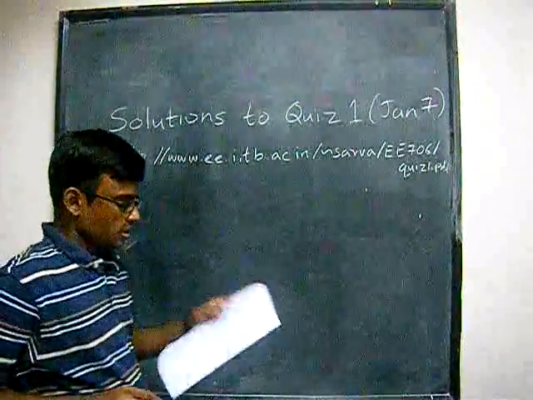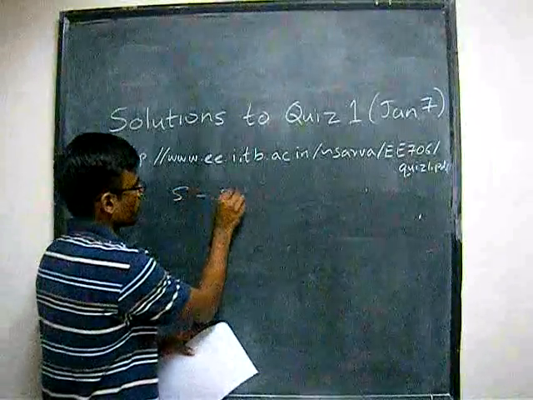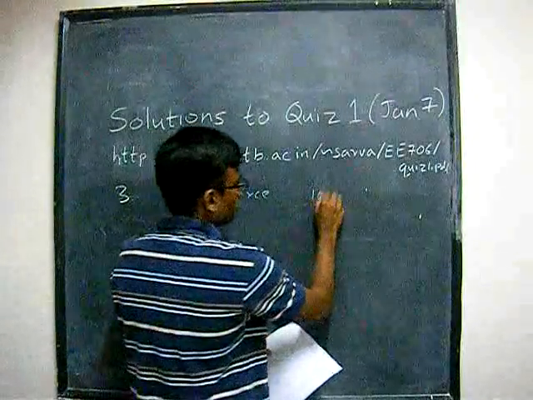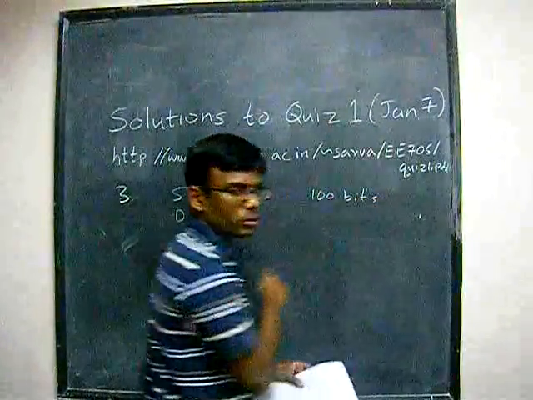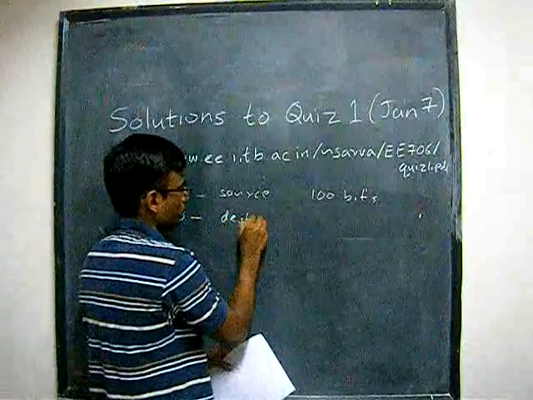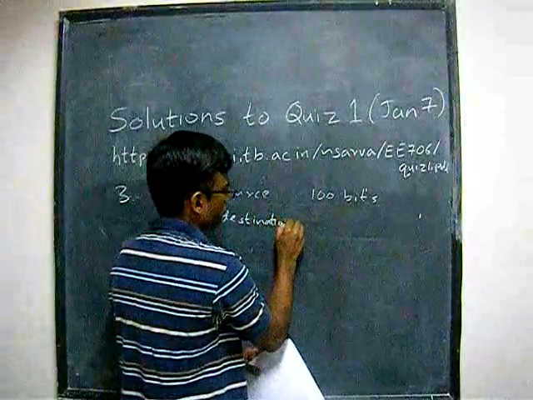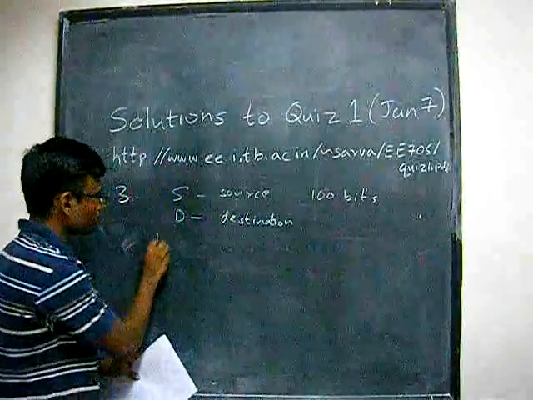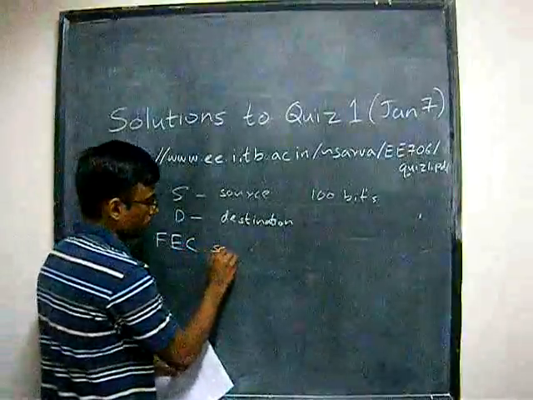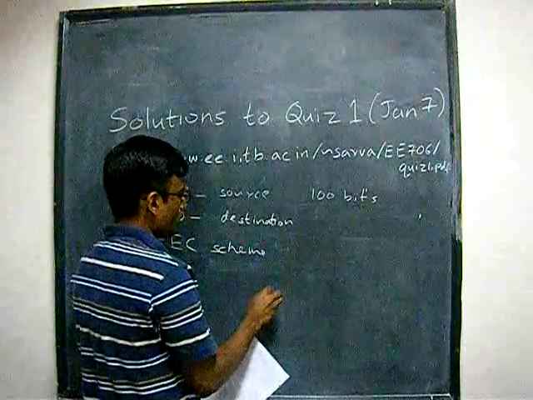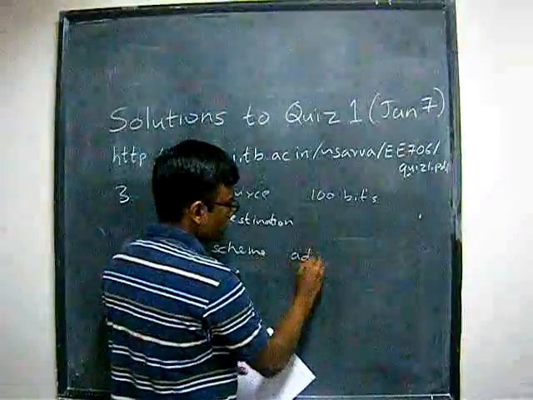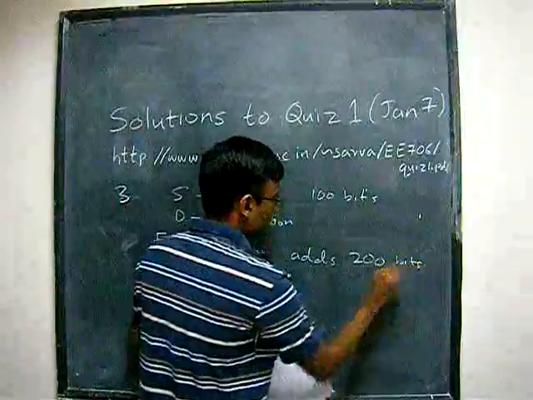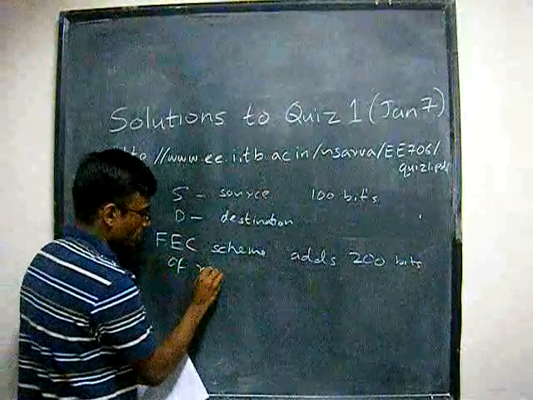The third question was: a source S wants to send 100 bits to a destination D. So it wants to send 100 bits, and I said it uses an FEC scheme which adds 200 bits of redundancy.